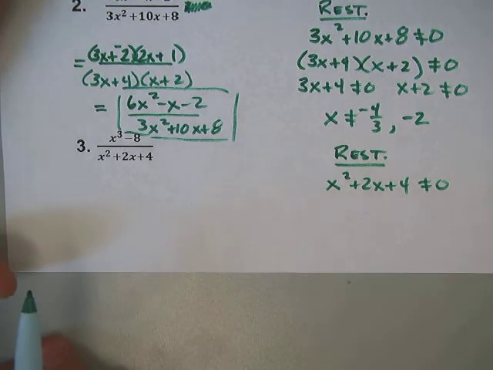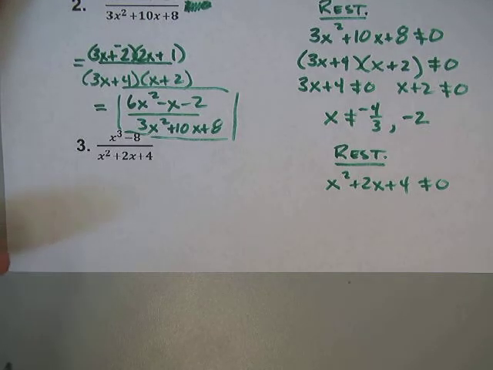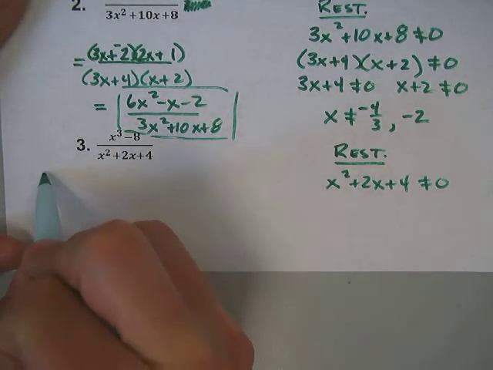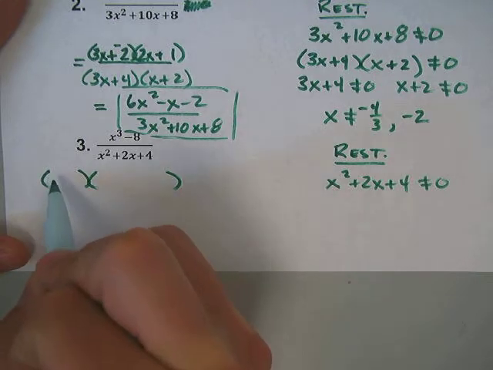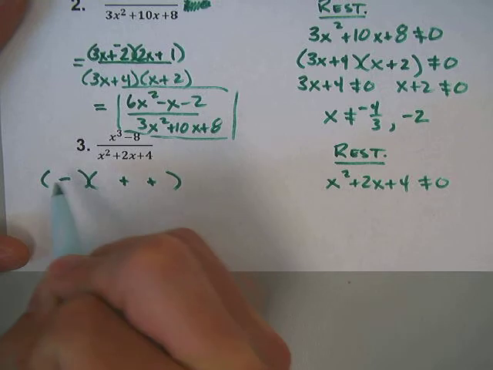So restrictions. x squared plus 2x plus 4 can't be 0. Now that one's going to be a little tricky. That one right there is not going to factor. So I'm going to leave that just for a second and let you think about how you'd figure out what the zeros are, or the restrictions are. But let's come back to this one.